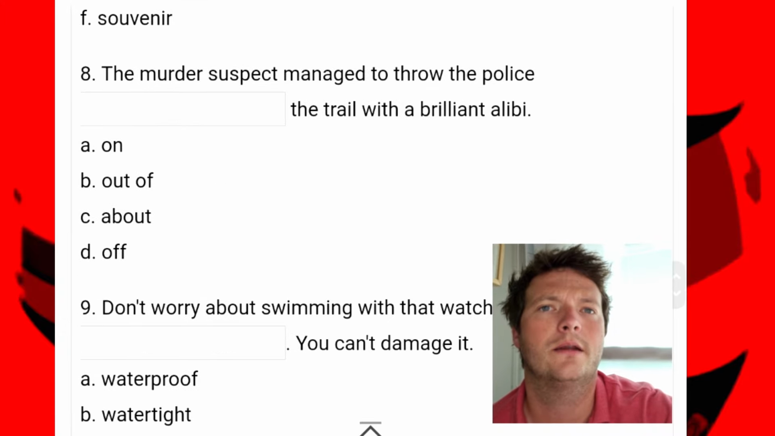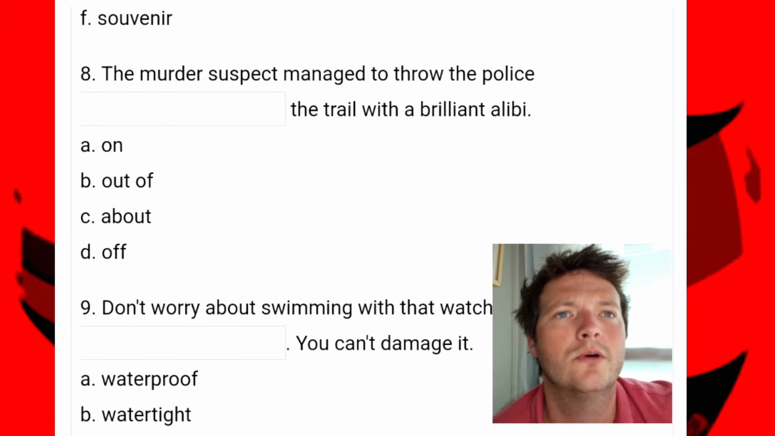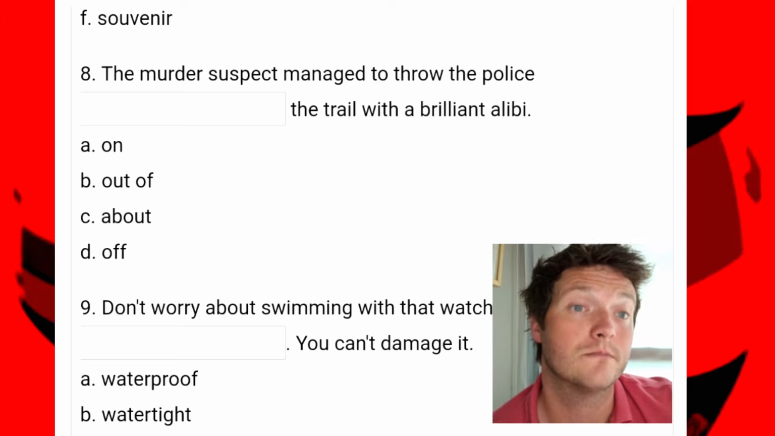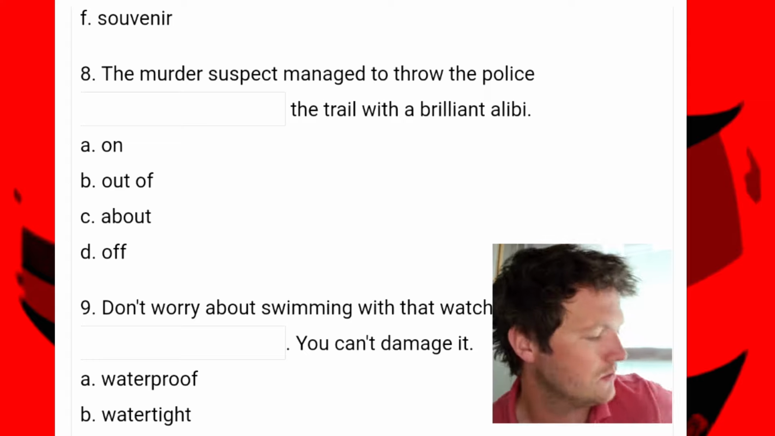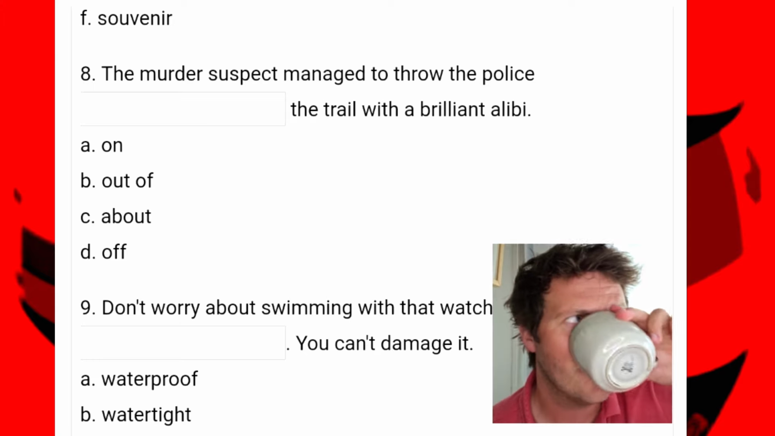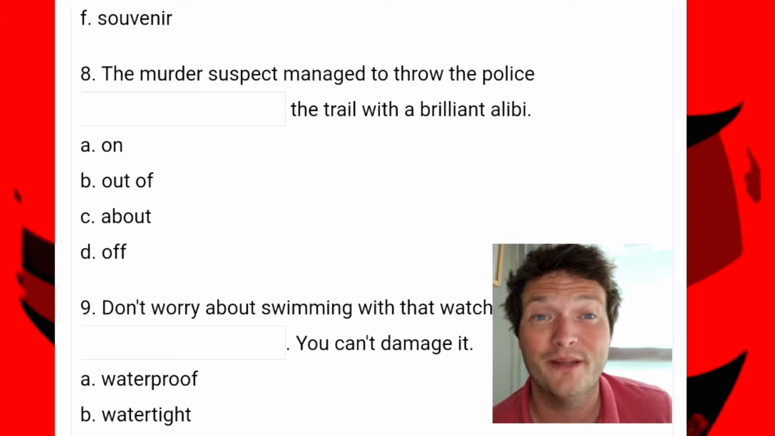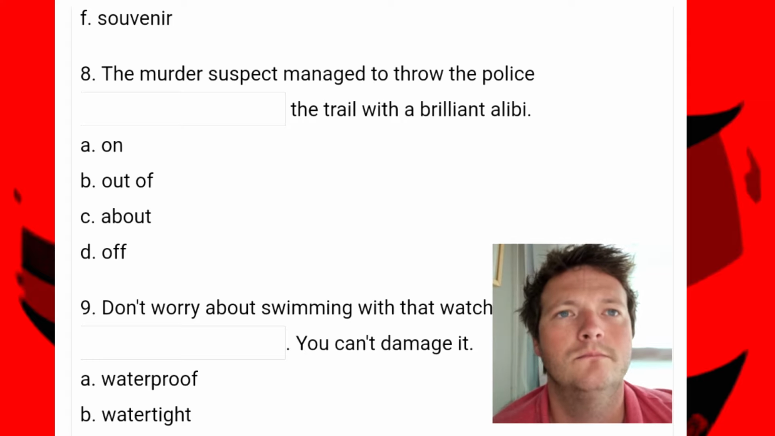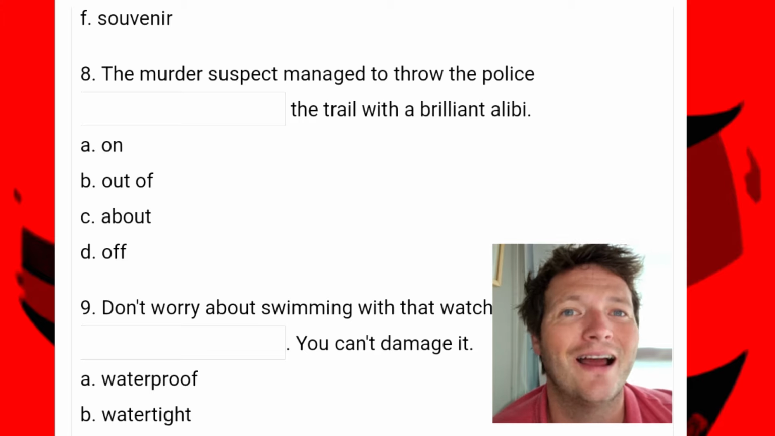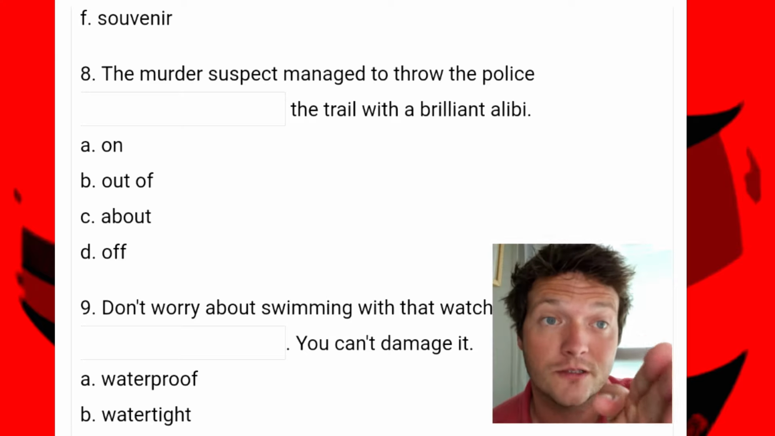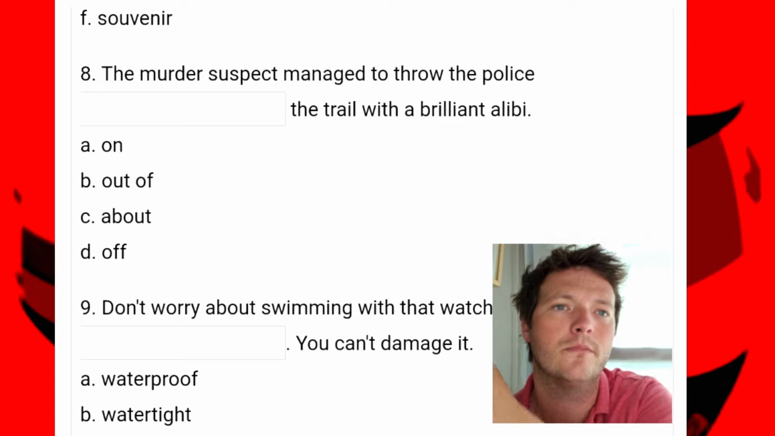Okay, let's have a look at number 8. The murder suspect managed to throw the police off the trail with a brilliant alibi. An alibi is normally a story which confirms that you couldn't have been in the place they say you were. Normally it's because you've got a person who confirms you were with them at the time of the murder, so it's impossible that you could have murdered the victim. You throw the police off the trail. They're on the trail to finding you, to convicting you, and you throw them off.